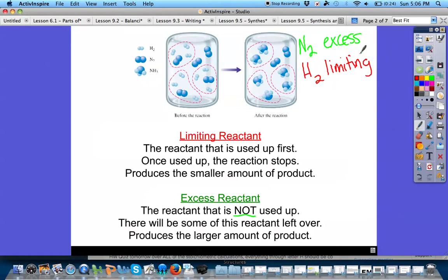Also, if you remember back to when we did our s'more stoichiometry, I had a problem that I asked you guys to calculate how many s'mores can be produced from 16 graham crackers and 10 marshmallows. And you should have determined that you could produce 10 s'mores off of the 10 marshmallows and 8 s'mores off of the 16 graham crackers. So the graham crackers were the limiting reactant. The marshmallows were the excess reactant in that case.